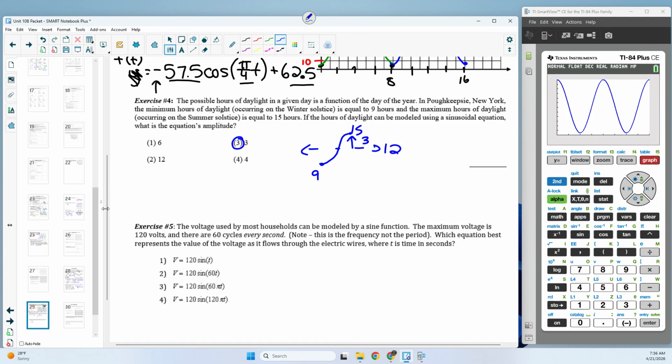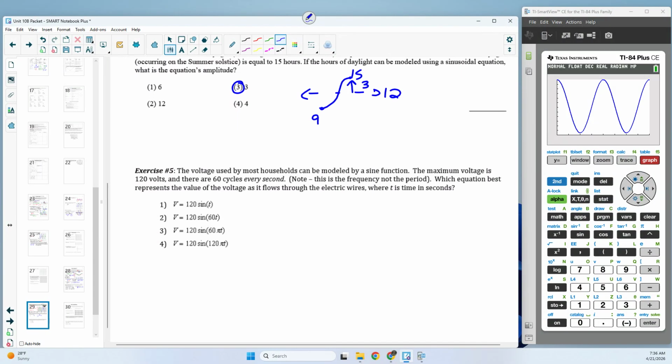Next one, it says the voltage used by most households can be modeled by a sine function. The maximum voltage is 120 volts, and there are 60 cycles every second. So this is kind of a physics topic that we're not going to get too much into, but it is modeled with a sine equation. Now, this 60 cycles every second, that's not a period, okay? That's how many cycles happen per unit of time.